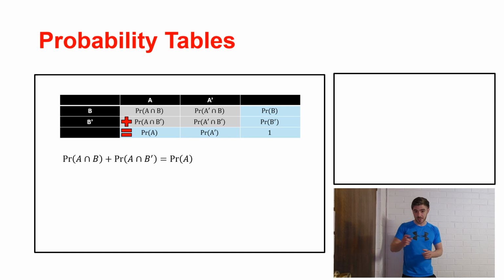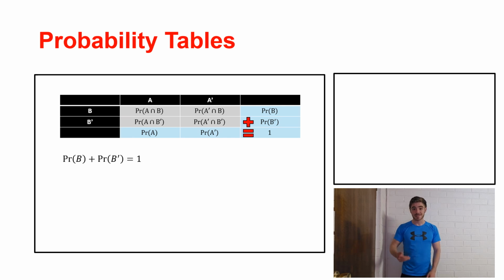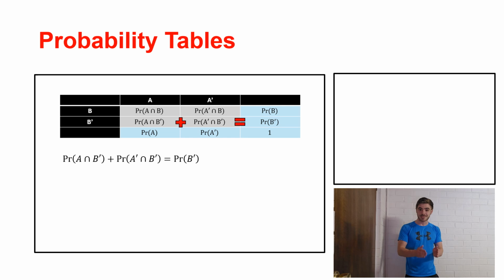This also works for the outside column as well, where B and B prime need to add together to give 1. The reason why it equals 1 is because we're basically just saying find the probability of something occurring and then add it to the probability of everything else occurring. Whenever you do that, you've just encompassed all possible events. The table also works horizontally as well. For example, if we look at that second row, we can say that the two cells in the middle have to add up to give the probability of B prime. That's pretty much it for how they work.